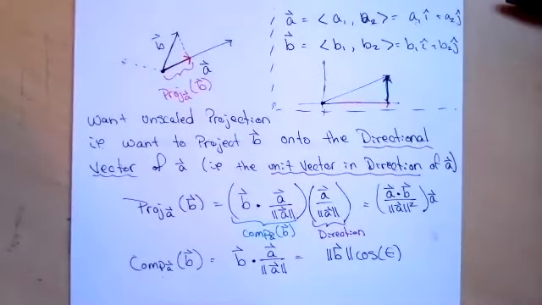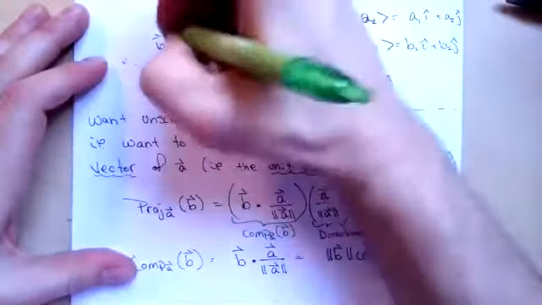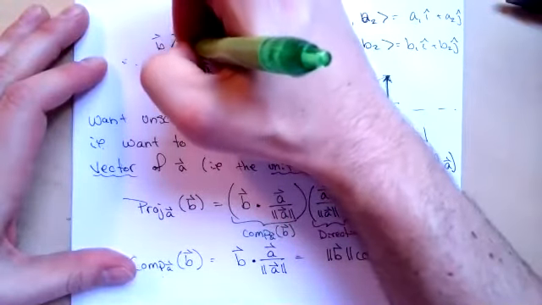Okay, there's one more thing we want to pick out, and let's pick a slightly different color. Let's see if we can see something. Let's use bright green. The other thing we might want is the orthogonal component.